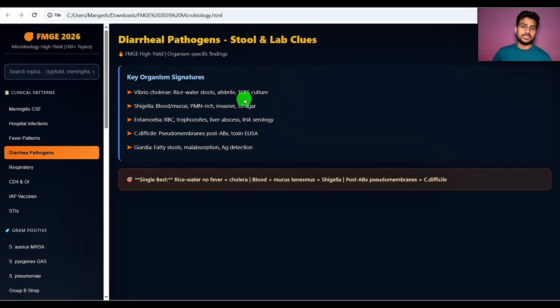They can also ask this question because this was also there in recall GTs and mock tests, because this has been a previous year question. So TCBS stands for thiosulfate citrate bile salt culture. So you have to remember this as well.